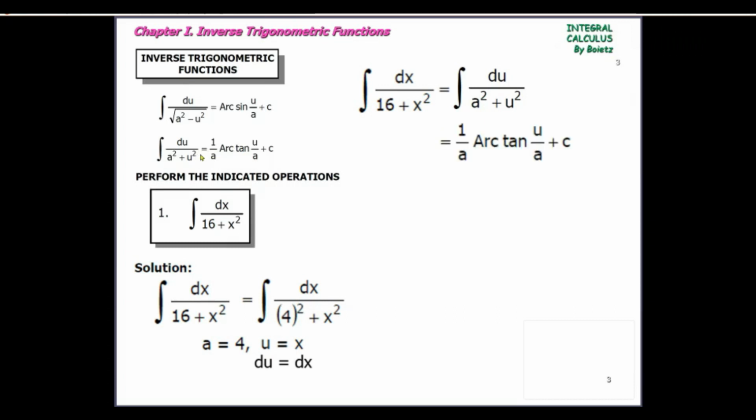Then using the formula, it is equal to 1 over a arc tan of u over a, plus c. Then substitute a and u. So 1/4 arc tan of x over 4 plus c. And that is the final answer. So that's it. Just convert your integrand into either of the two standard inverse trigonometric function formulas. Then next one.